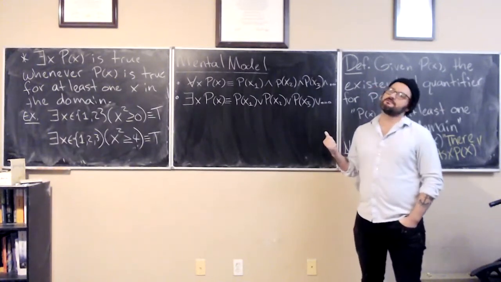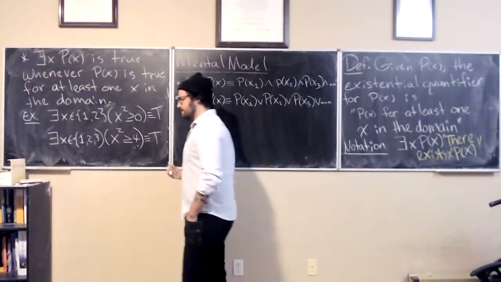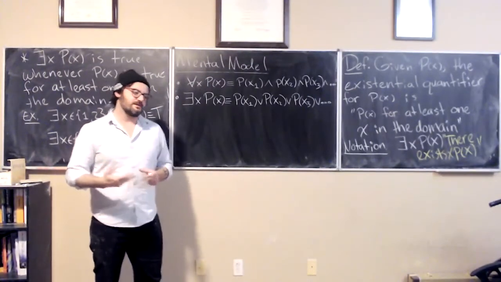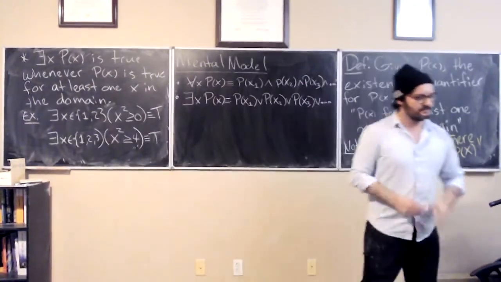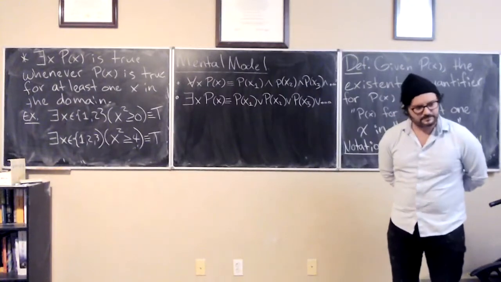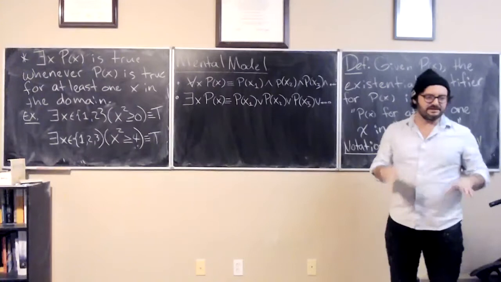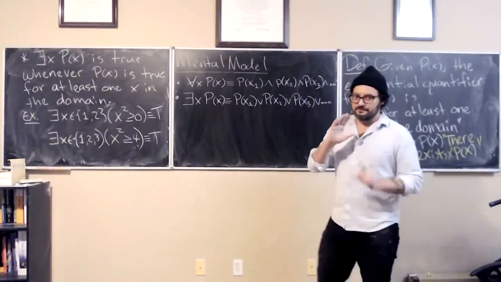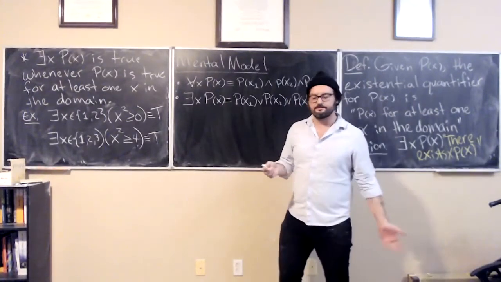Now, when negating conjunctions and disjunctions, what's one logical identity that I really wanted you to remember from last class? De Morgan's law. Please, please always remember that. So with that, let's take the negation of the universal and see what happens.